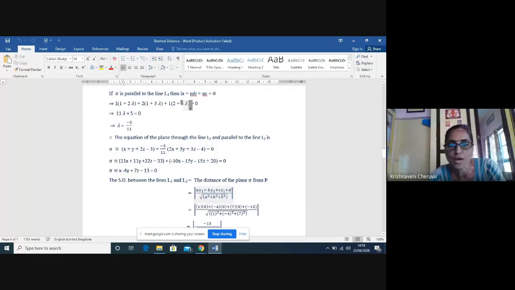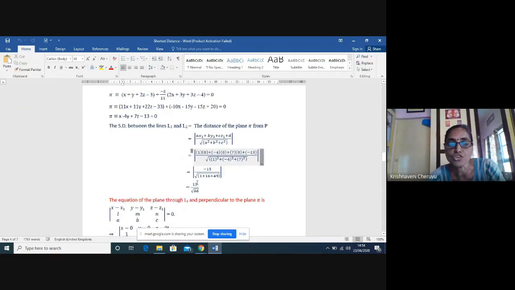x1, y1, z1, the point on the line L1, is 0, 0, 0. When I substituted, I got the modulus, which is always positive, the absolute value. This is the shortest distance between the lines L1, L2.